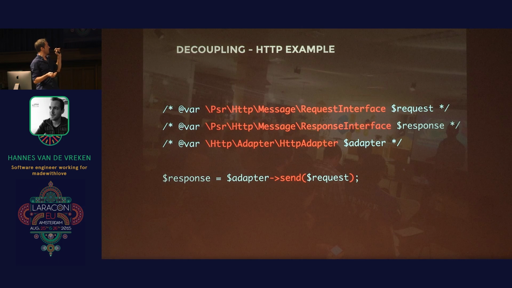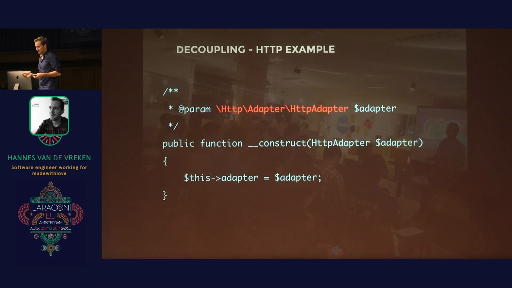So it goes like this. There's an adapter, which is an interface. You can't tell because it doesn't have the interface suffix naming. So it has an HTTP adapter interface with one method. Send a PSR7 request object, and it will return a PSR7 response object. Very simple, very abstract. No implementation whatsoever.